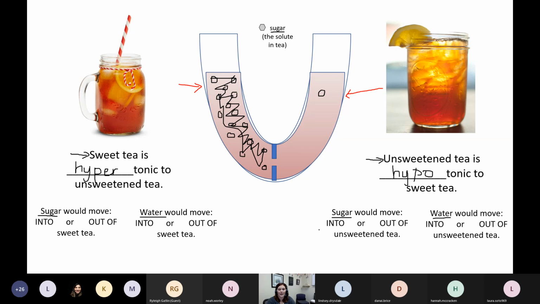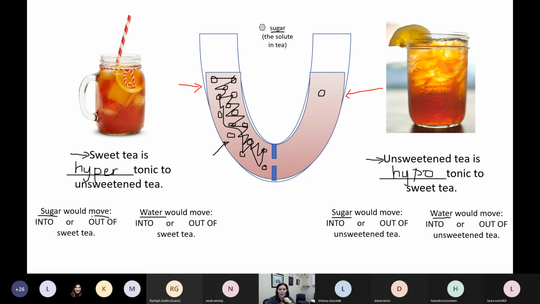So let's start with our sweet tea over here. We said that sweet tea is hypertonic to unsweetened tea. That means it's got a lot of sugar in it, right? Is our sugar going to want to go into the sweetened tea or out of the sweetened tea? Based on our concentrations.